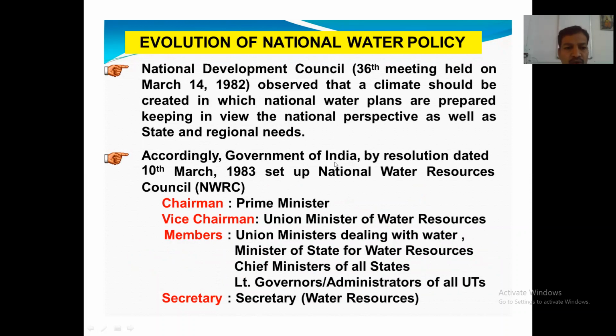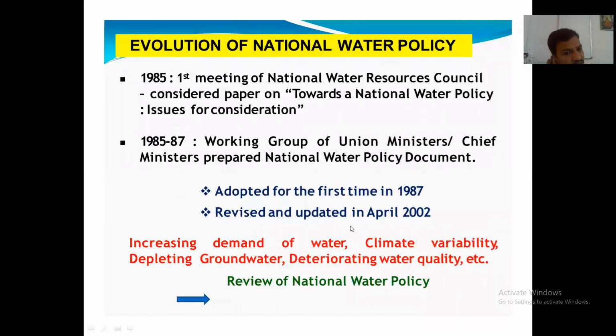In that they decided to create the national water plans for economic development, keeping in view the national perspective and considering state and regional needs. This council decided to form the national water plans. Again in the year 1983, the government of India formed this National Water Resources Council, NWRC, which includes the Prime Minister, Union Ministers, Chief Ministers, Governors, Administrators, Secretaries. And they took the first meeting of this council in the year 1985.